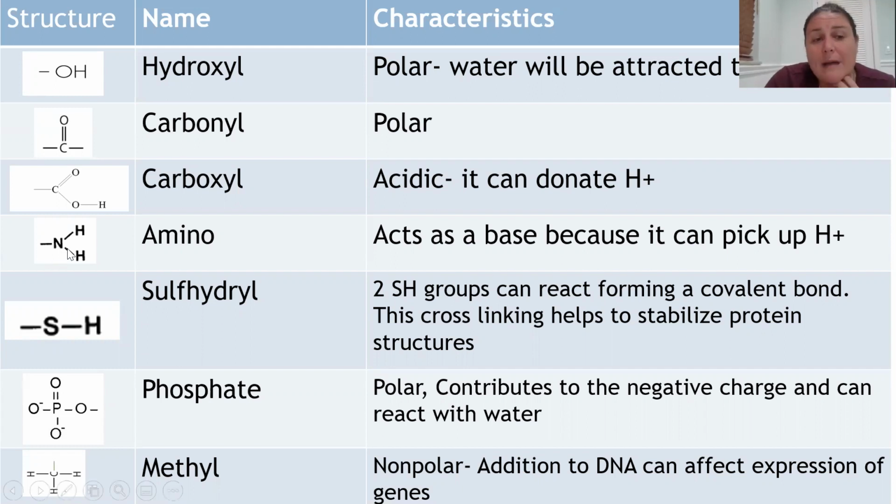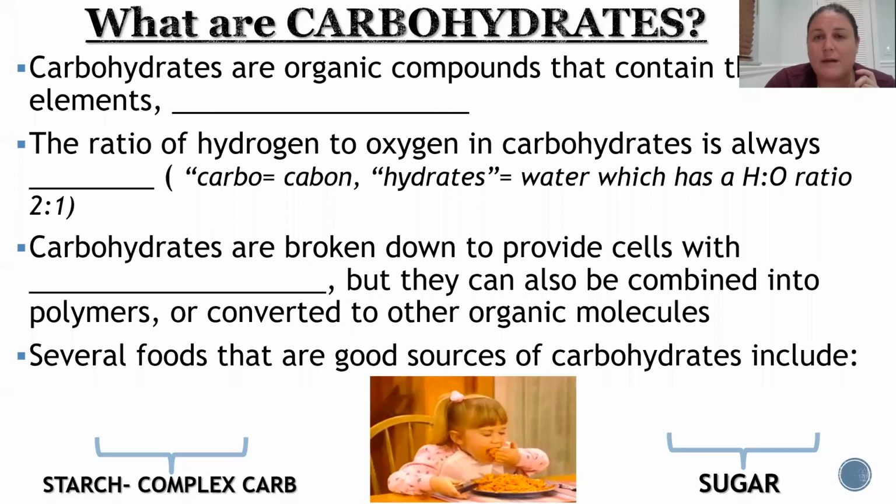An amino group has a nitrogen with two hydrogens. A sulfhydryl group has a sulfur atom. The phosphate group has the phosphate with all these oxygens going around it. And then this last one is called the methyl group, and it's a carbon with these three hydrogens. And we'll talk about that more when we get into our DNA and DNA regulation videos, which won't be until January. Okay. And that is where I'm going to end the lesson.